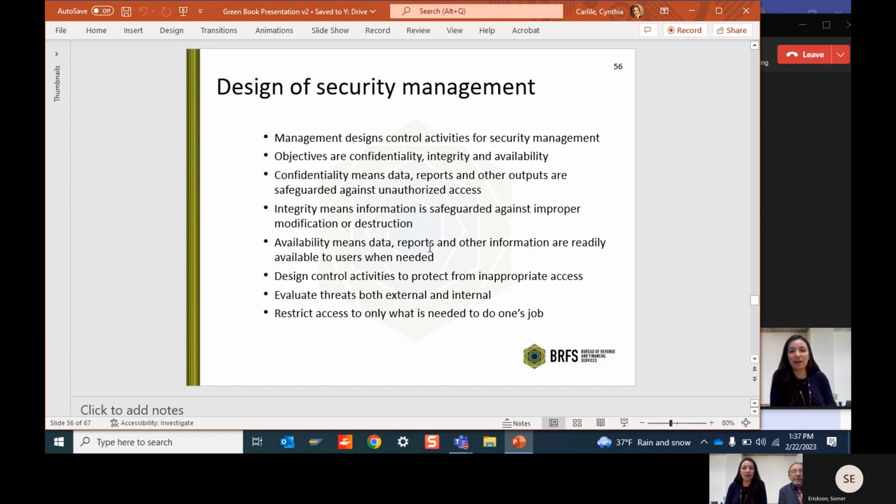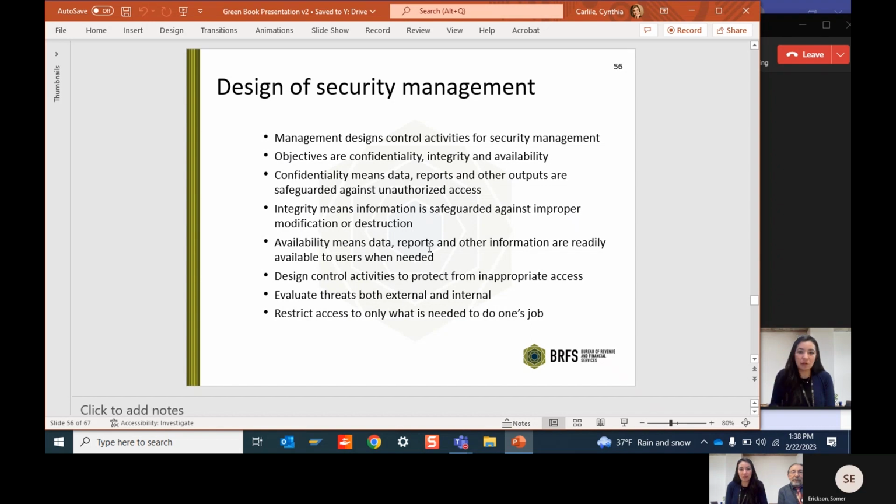Okay, so as with all other controls, management designs the control activities over security management. Here, the objectives have more to do with confidentiality, integrity, and availability. Confidentiality means data, reports, and other outputs are safeguarded against unauthorized access. Integrity means that the information is safeguarded against improper modification or destruction. Availability means data, reports, and other information are readily available to users when needed.